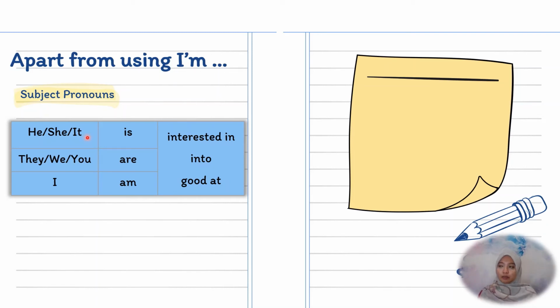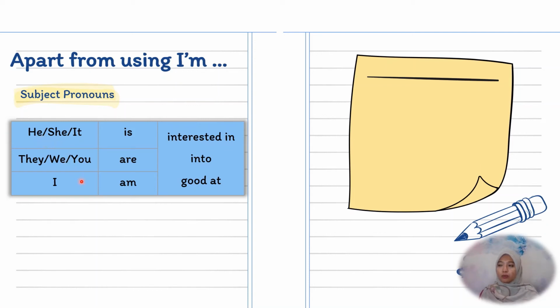So for example, I'm going to use an interest of playing games. So he is interested in playing games. He is into playing games. Or he is good at playing games. So that are the examples of using subject pronoun for a singular.